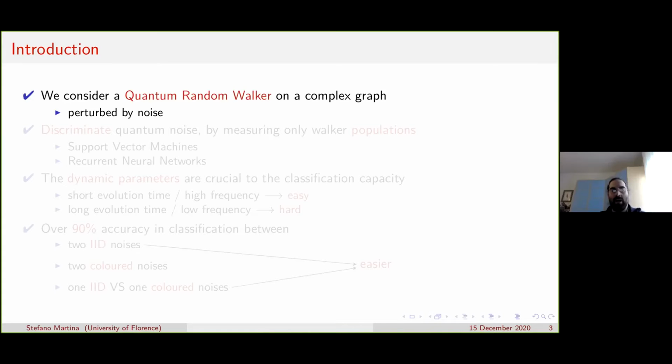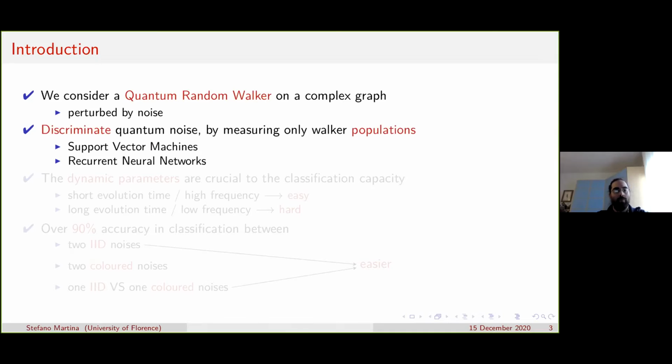So we consider a quantum random walker on a complex graph of quantum states that form a computational basis, and we simulated an open quantum dynamics for the walker that is perturbed by a noise. We want to discriminate the kind of noise used by measuring only the population of the walker inside the nodes of the graph. And we employ a classical machine learning algorithm, support vector machines, and a more recent deep learning technique, recurrent neural networks.